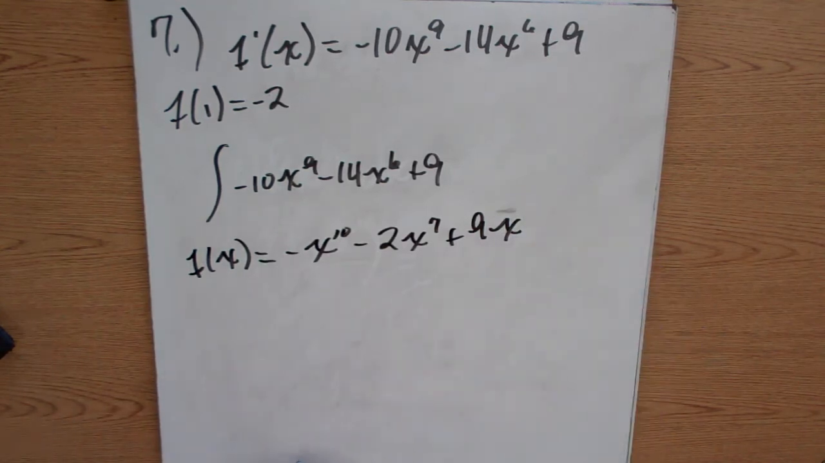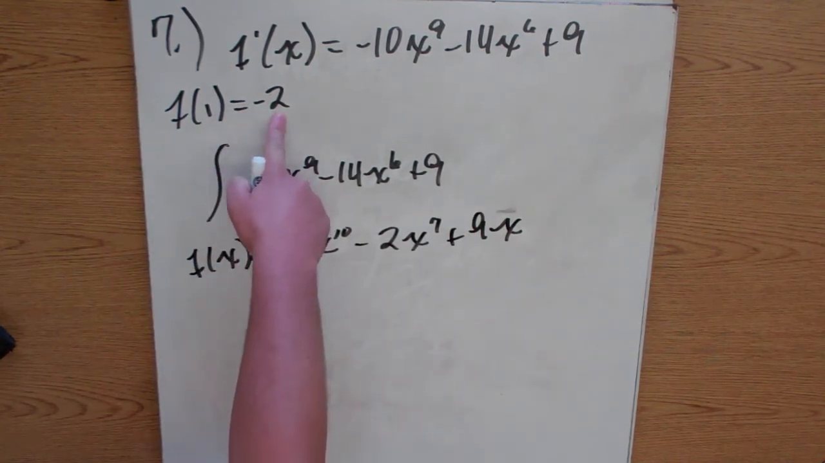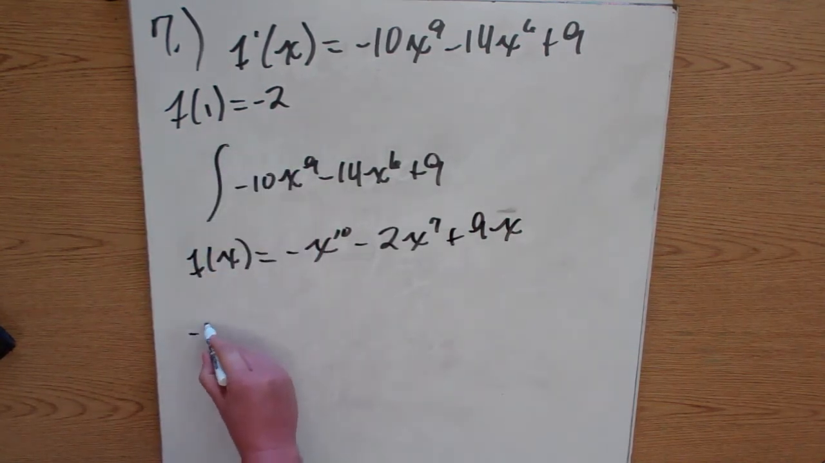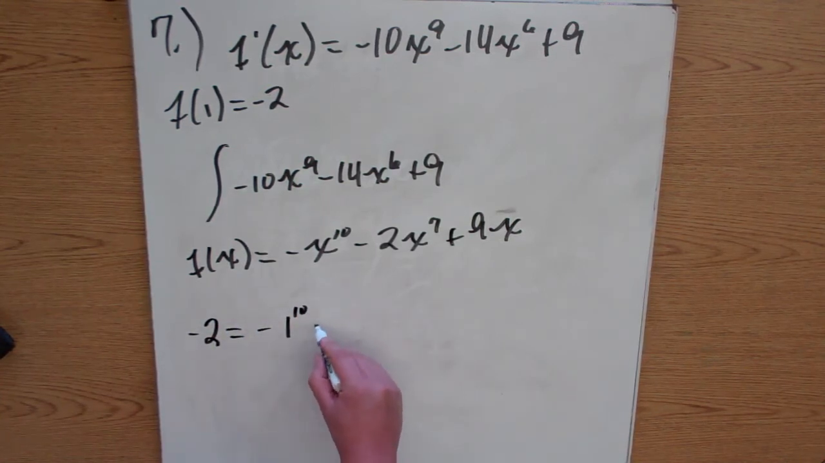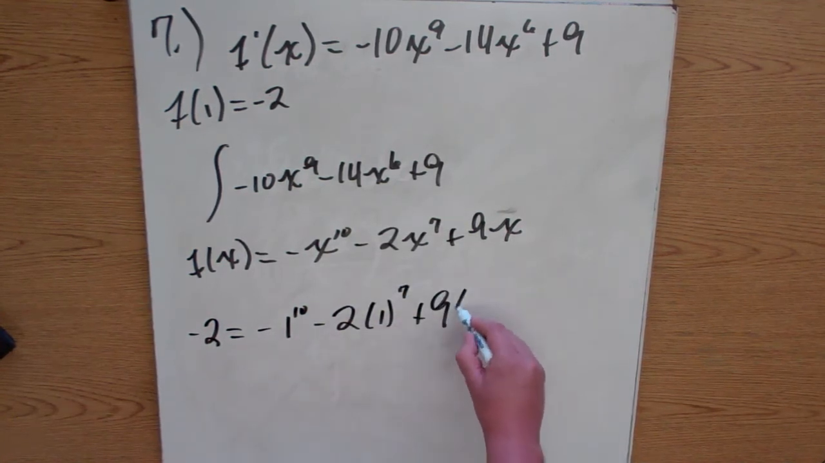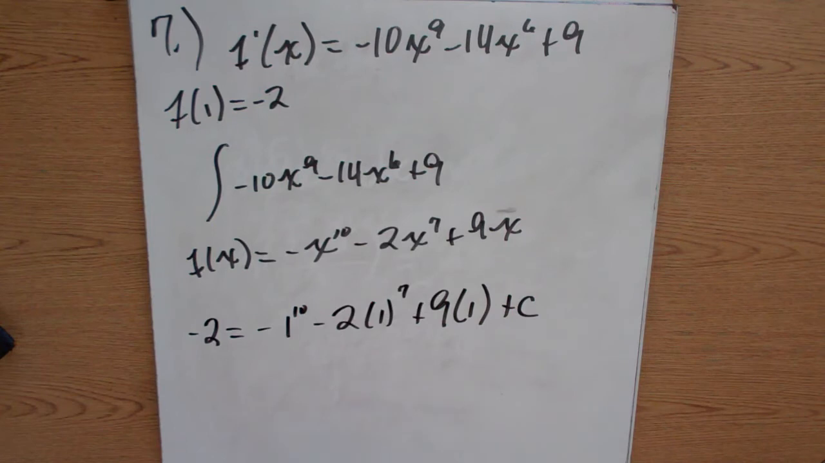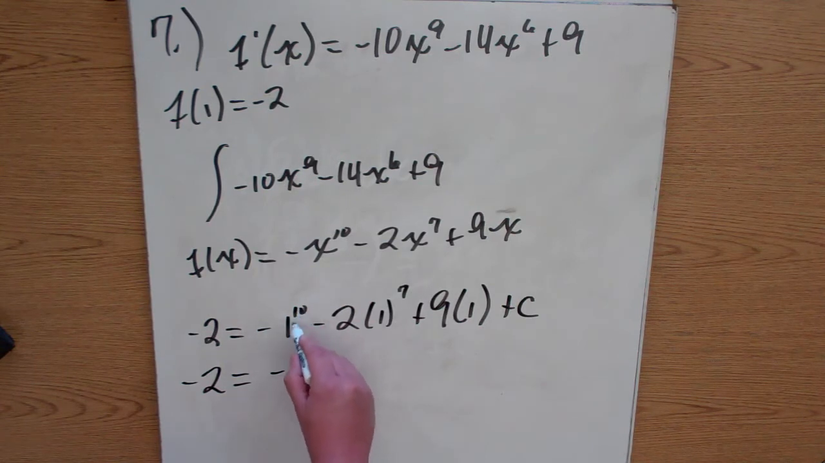I'm going to leave the plus c off for a second because we're going to be solving for the c. We know when x is 1, this whole function equals negative 2. So negative 2 equals negative 1 to the 10th minus 2 times 1 to the 7th plus 9 times 1 plus c.